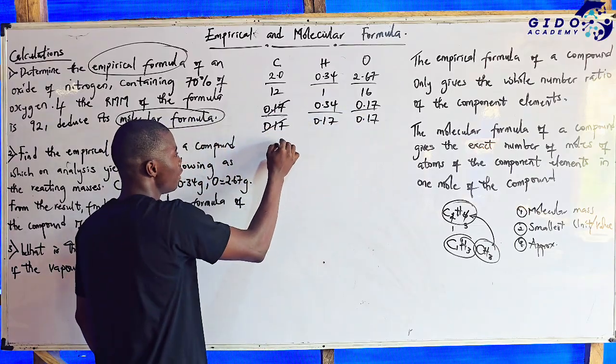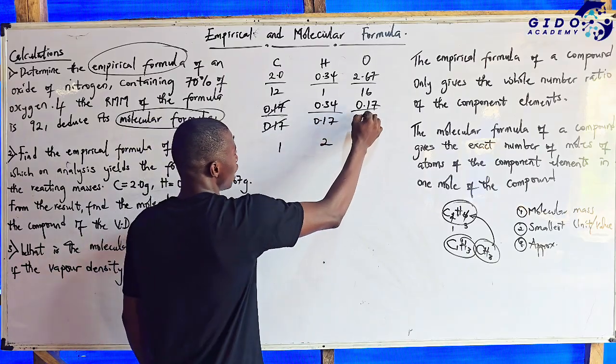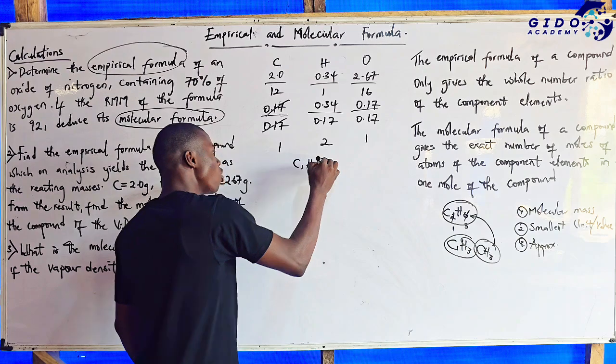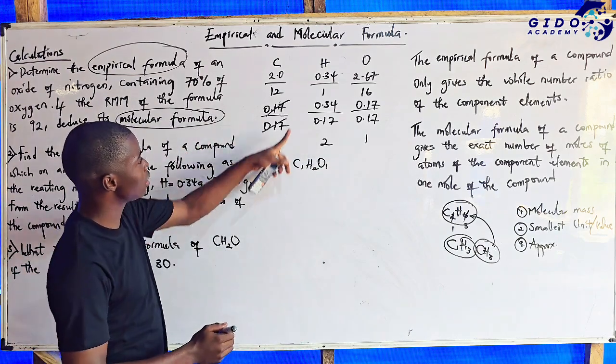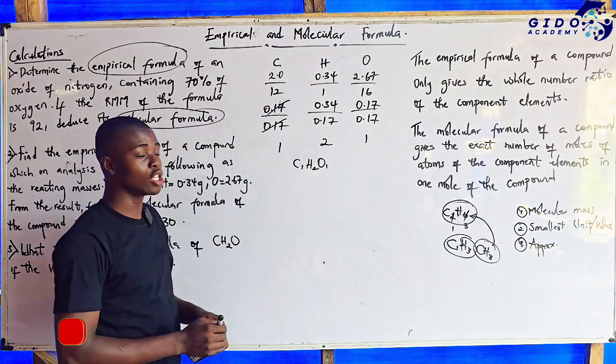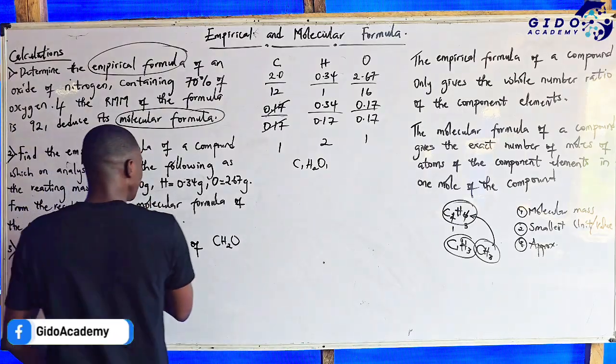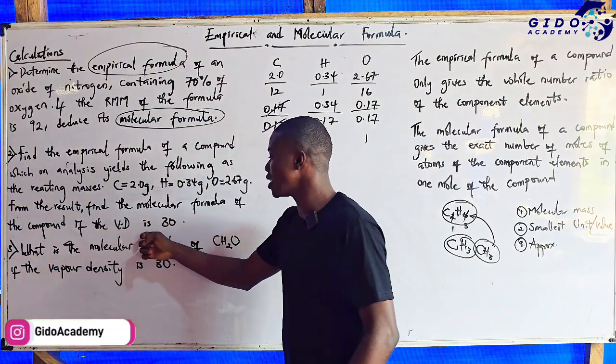So this cancel out, we are left with 1. This go, we are left with 2. And this go, we are left with what? 1. So we have C1, H2, O1. Because carbon here is 1, the ratio here is 2, the ratio there is what? Is 1.